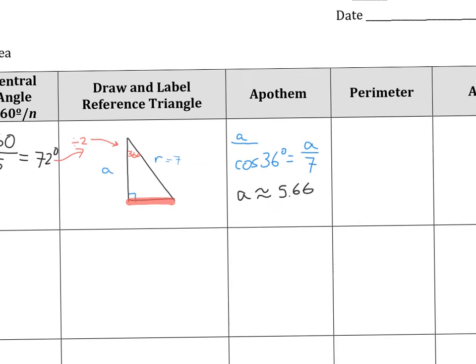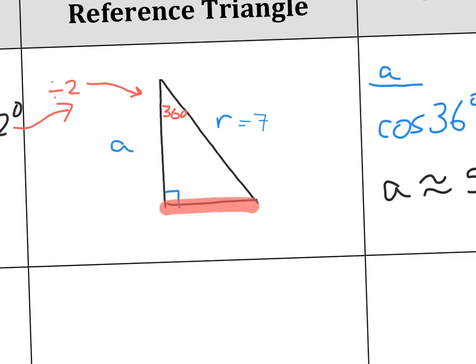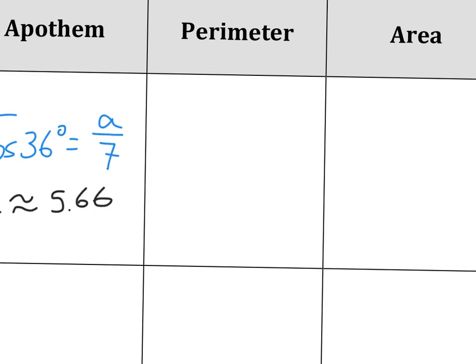So let's see, what about perimeter? I'm going to call this one x right there. So to find that one, I'm not going to use a, because that's an approximate value. So I'm going to say opposite over hypotenuse. So sine of 36 degrees is x over 7. Now we punch that into our calculator. So 4.11, is that my perimeter?